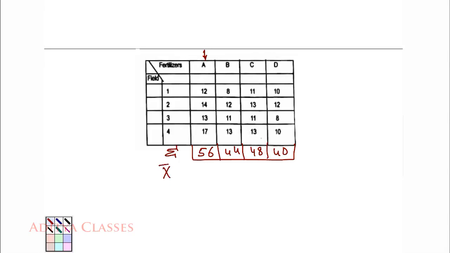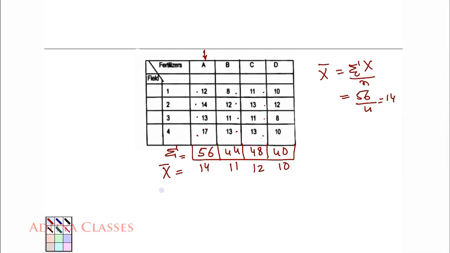Now if I take x bars for all these, x bar for this one would be 56. What is x bar? X bar is sigma x upon n. So sigma x in the first case is 56 upon n, the number of elements that we added, 4. How much is this? 14. So x bar in the first case is 14. Next case it will be 44 divided by 4 elements, 1, 2, 3, 4. 44 divided by 4 is 11. Then 48 divided by 4 giving me a 12. 40 by 4 giving me a 10. So these are x bars.